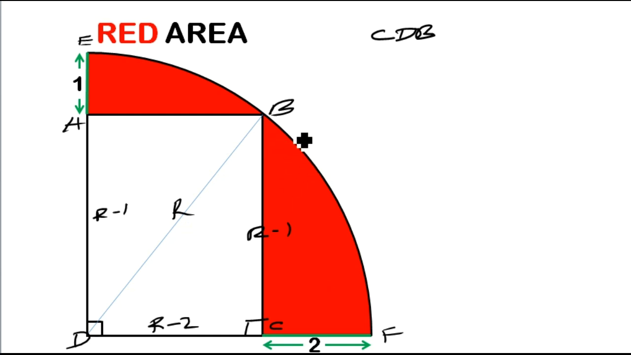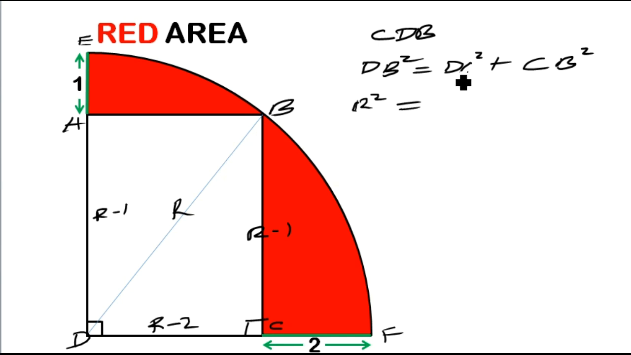So we can apply Pythagoras theorem. The longest side DB squared is going to be equal to DC squared plus CB squared. So if you do the substitution, from D to B we've been given to be R, that is going to be R squared equals DC, which is R minus 2. So that is going to be R minus 2 squared. Then it is plus, from C to B is R minus 1. So that is going to be R minus 1 squared.